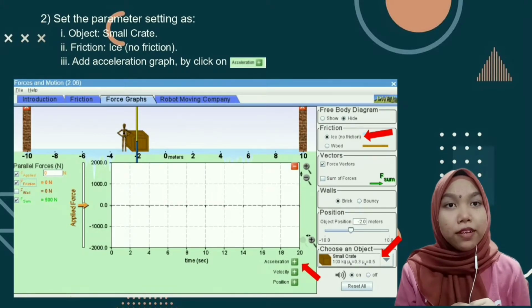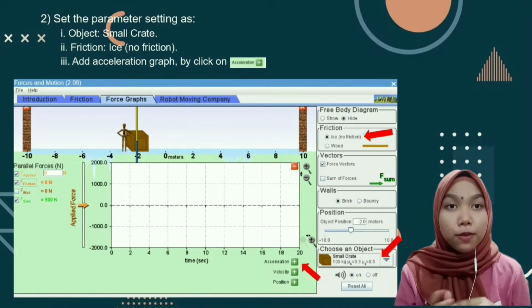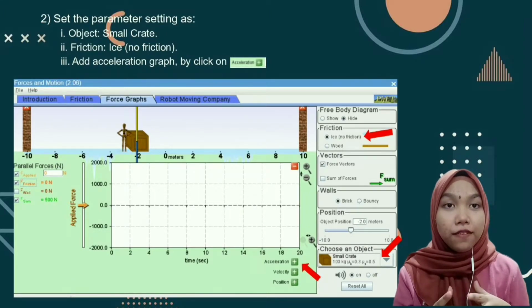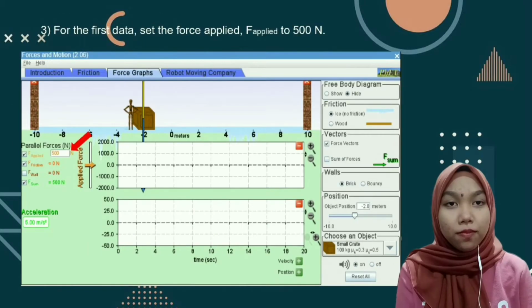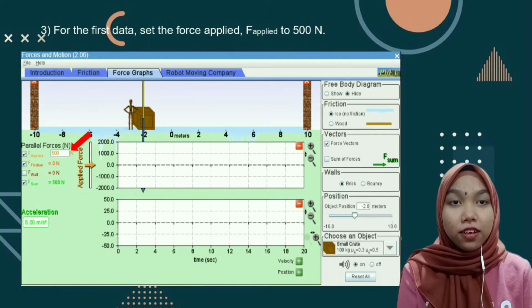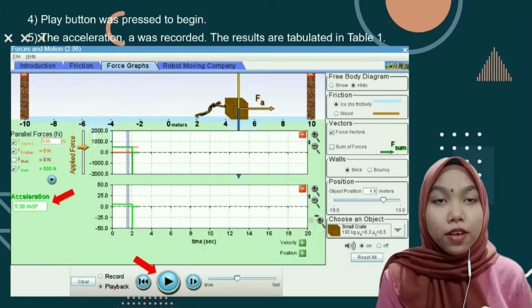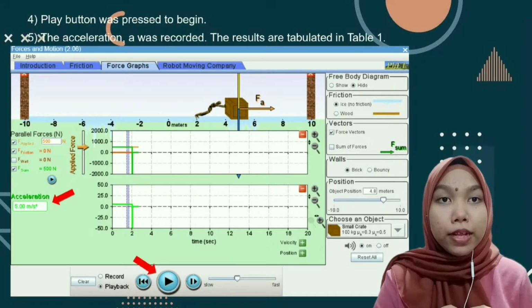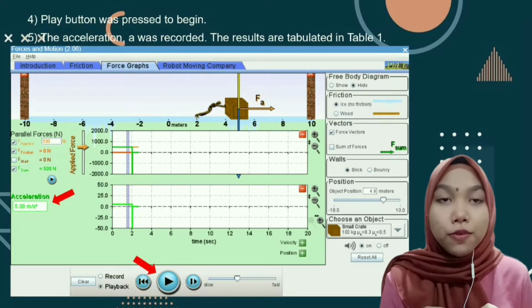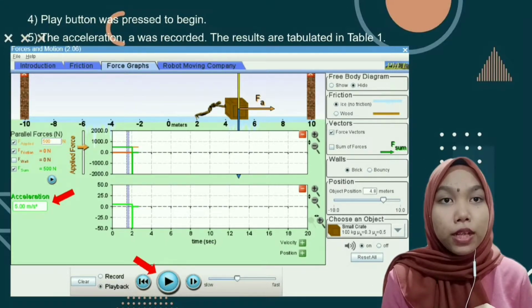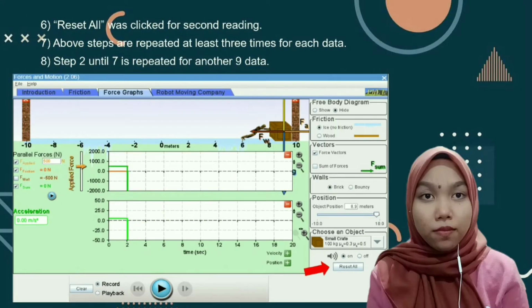Next, the parameter setting was set as follows: for the object, small crate; friction, ice, which is no friction; and the acceleration graph was added by clicking on the acceleration button. Then, for the first data, the force applied was set to 500 Newton. For step number 4, the play button was pressed to begin, and then the acceleration was recorded and the results were tabulated in table 1.